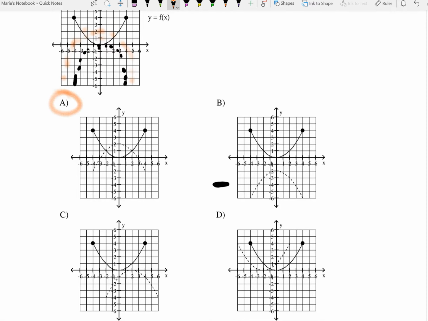Notice that this is a vertical drop of 2. So if it were -2, that would make sense. Notice that this is a horizontal shift, as is this one. Both of these are horizontal shifts. This is a horizontal shift with a reflection.